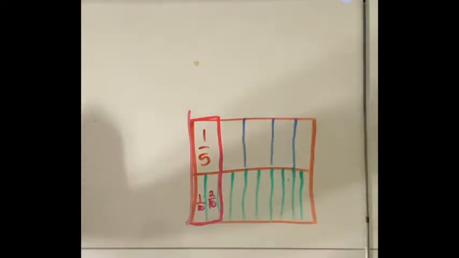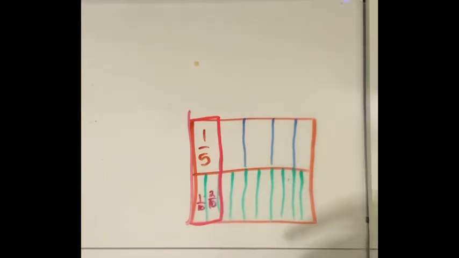Because oftentimes we think about fractions and we think, oh, 1/5 has a bigger denominator at the bottom, so it's actually bigger. But if you're looking at 2/10, they're actually the same. And if I move to 3/10, that would also be bigger than 1/5.